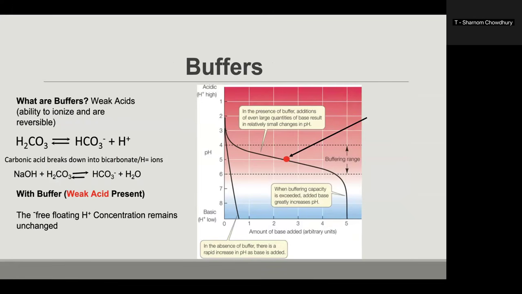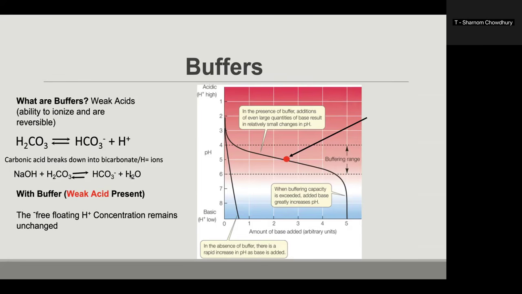So what specifically are buffers? Buffers are weak acids. They have an ability to ionize partially, and they're reversible. Here is an example of a common buffer, bicarbonate. Carbonic acid breaks down into bicarbonate and H ions.